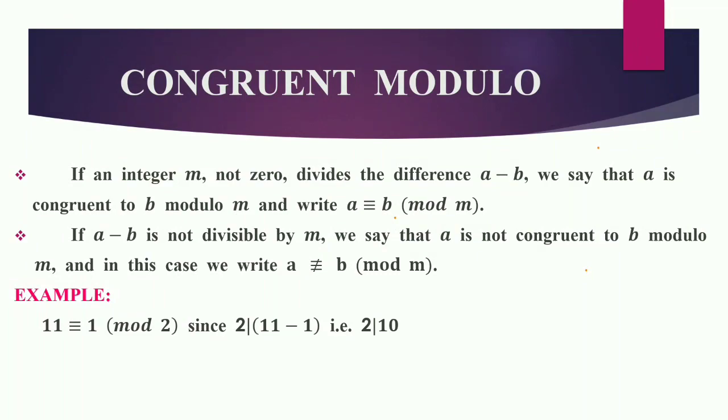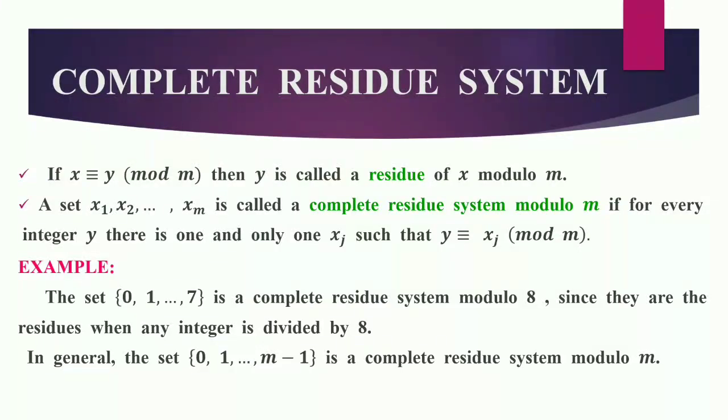Congruent modulo. We consider the integers a and b and a non-zero integer m. Then we say that a is congruent to b modulo m if m divides the difference a minus b, and we write a is congruent to b modulo m. If m doesn't divide a minus b, then we say that a is not congruent to b modulo m. For example, 11 is congruent to 1 mod 2 since 2 divides the difference 11 minus 1, that is, 2 divides 10.